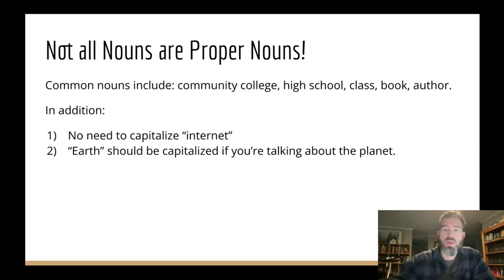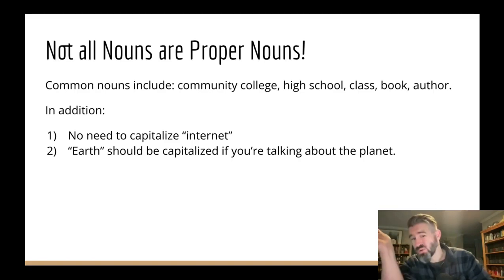So there are, of course, cases in which something is a common noun, not a proper noun. So community college, if we're just talking about community colleges in general, or high schools in general, or books in general, no capital. In general, we no longer capitalize internet, and earth is only really capitalized if you're talking about the planet.